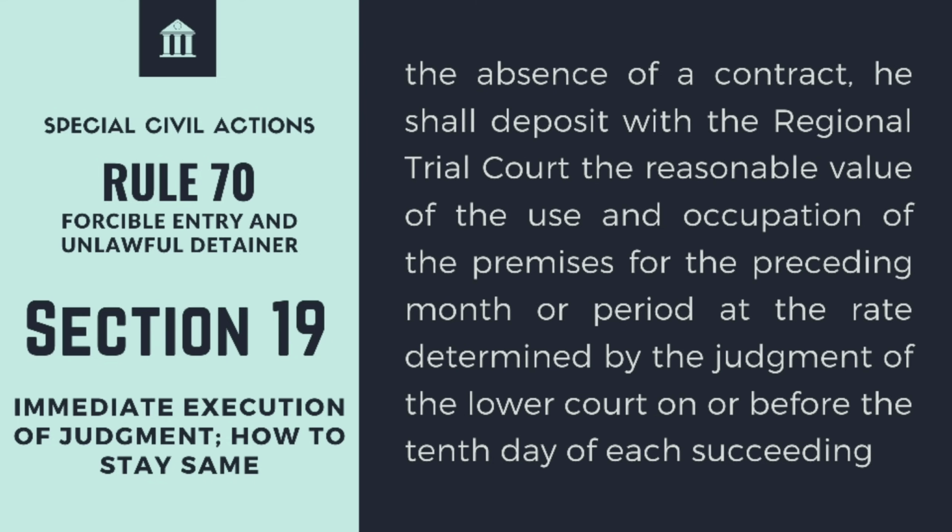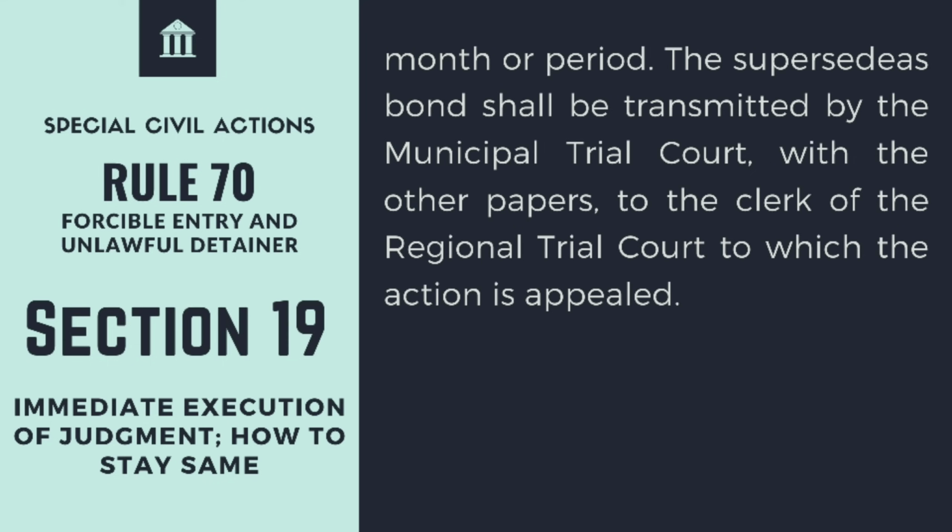In the absence of a contract, he shall deposit with the regional trial court the reasonable value of the use and occupation of the premises for the preceding month or period, at the rate determined by the judgment of the lower court, on or before the 10th day of each succeeding month or period. The supersedeas bond shall be transmitted by the municipal trial court, with the other papers, to the clerk of the regional trial court to which the action is appealed.